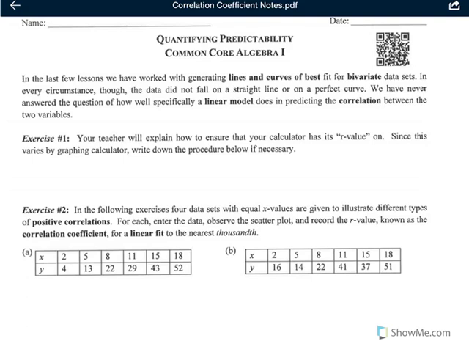So, in exercise 2, in the following exercises, 4 data sets with equal x values are given to illustrate different types of positive correlations. For each, enter the data, observe the scatter plot, and record the R value, known as the correlation coefficient, for a linear fit to the nearest thousandth. Okay, so the first one, when you do all the stuff on the calculator, you're going to get an R value of 0.999.